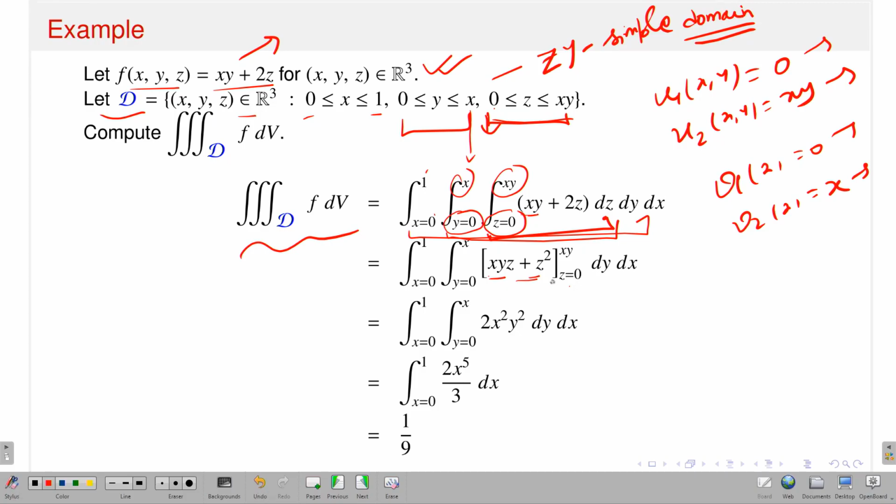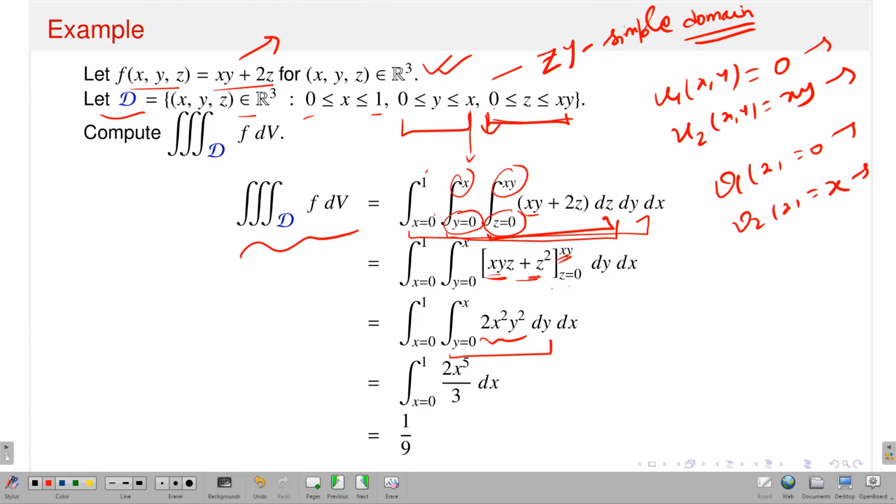So it will give you, at z equal to xy, x square y square plus xy whole square, again x square y square. So that will give you one x square y square, and this will give you one x square y square, because at z equal to 0 this gives 0 and this gives 0. So the upper limit gives x square y square plus x square y square, that means 2 times x square y square.